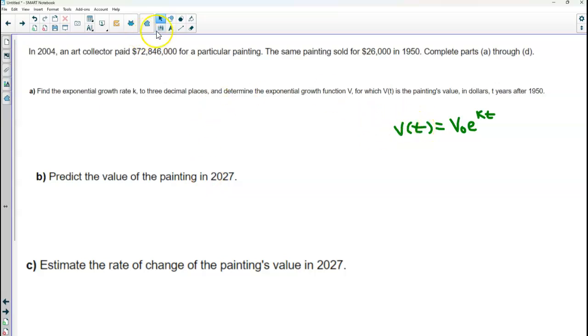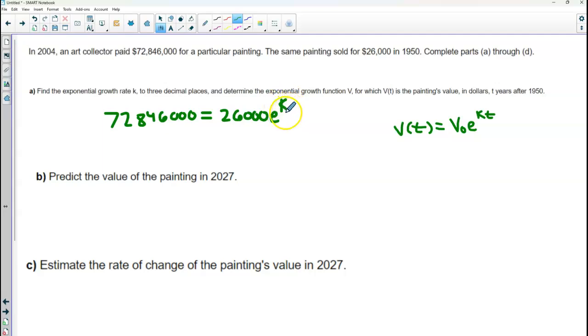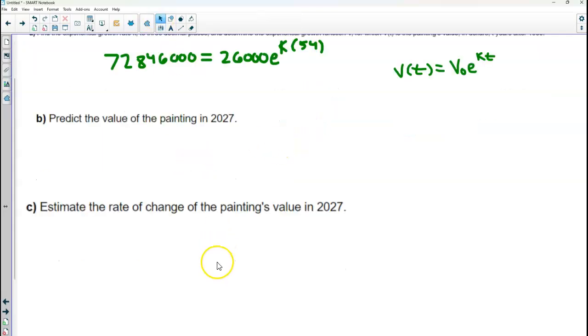So the output, V of t, is the value after, was it 54 years of growth? So the $72,846,000 goes in for V of t. Our initial value, V sub 0, is the 26 grand, times e raised to the k, and then we know this was beginning in 1950, and the resulting value here is 54 years later in 2004. So the t value is 54. So we have to solve for k.